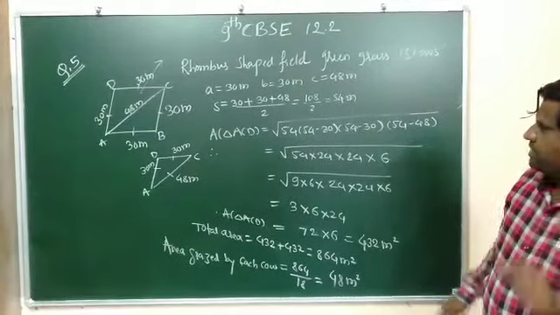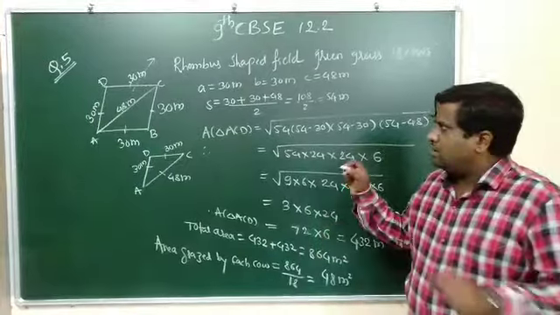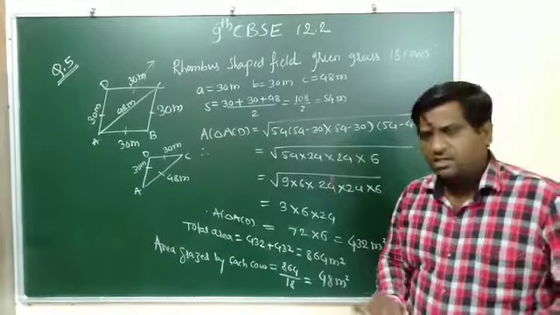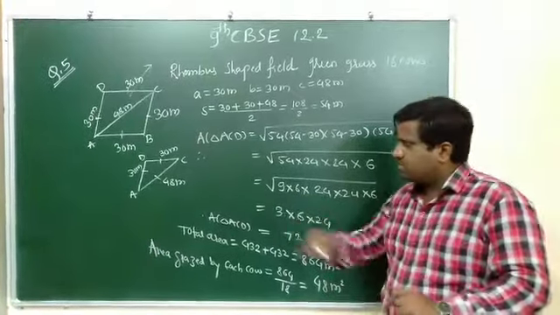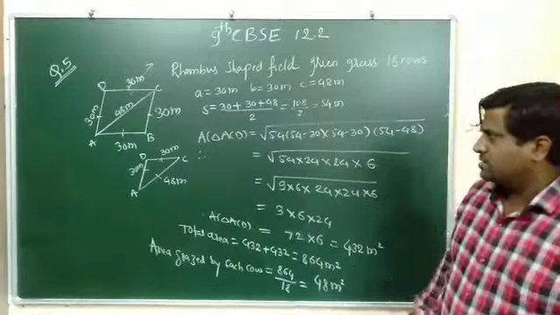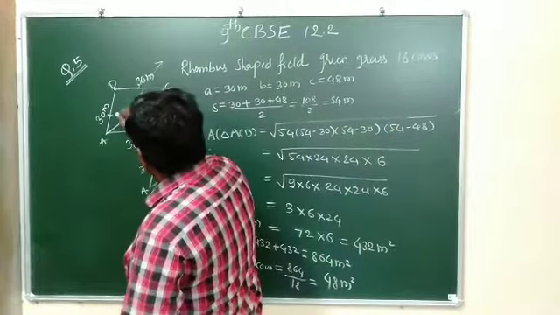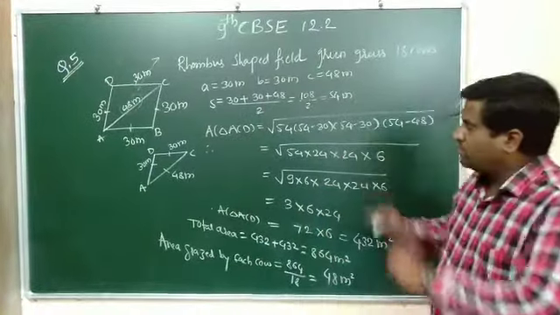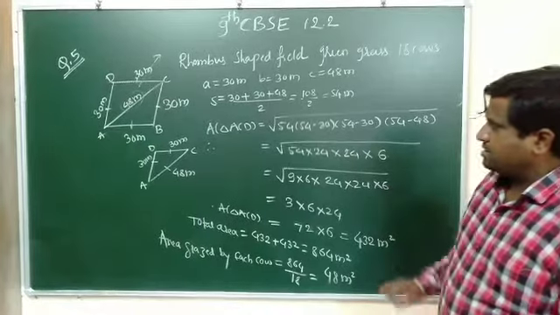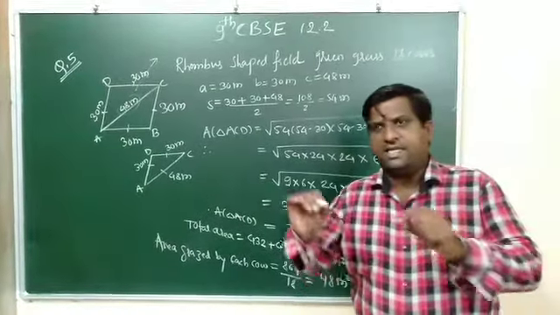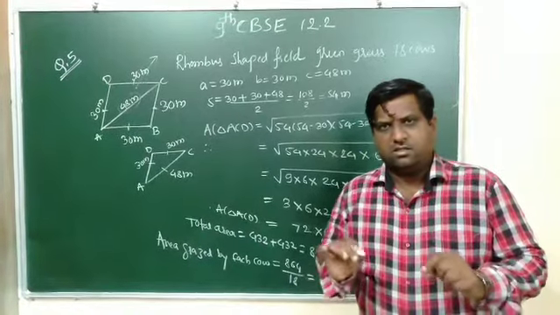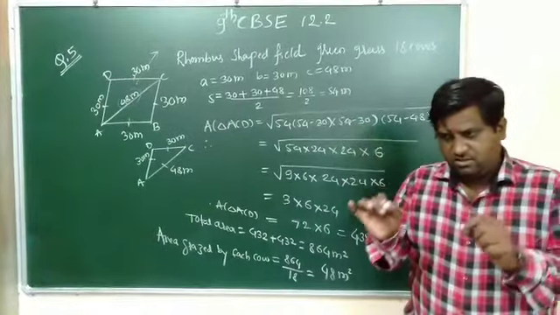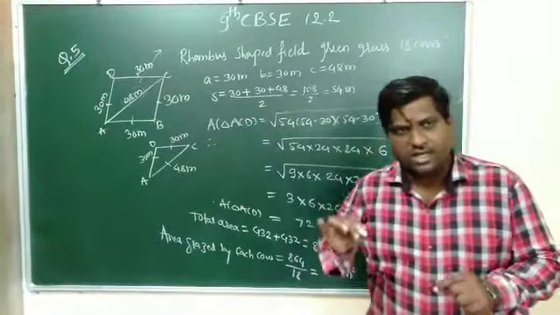With the dimensions he has given, the side of the rhombus is 30 meter and its diagonal, that means the distance between two opposite vertices, is 48 meter. So this is the diagonal and this diagonal is 48 meter. With this data, his question is, how much area can each cow graze? I hope you are getting my question. How much area can each cow graze?